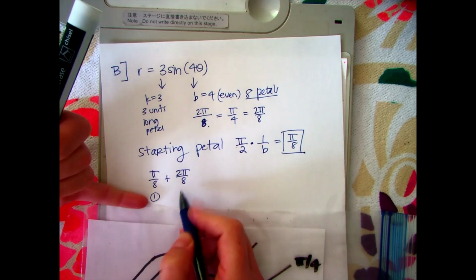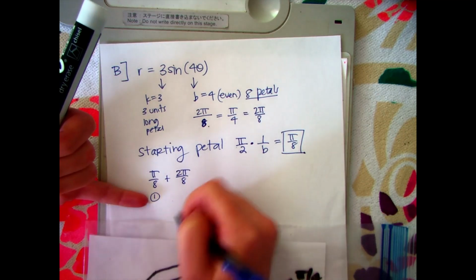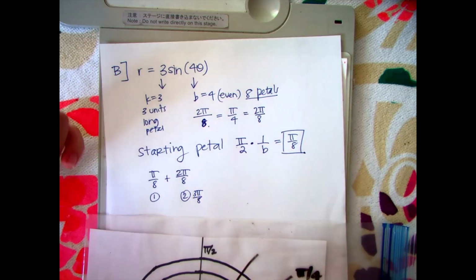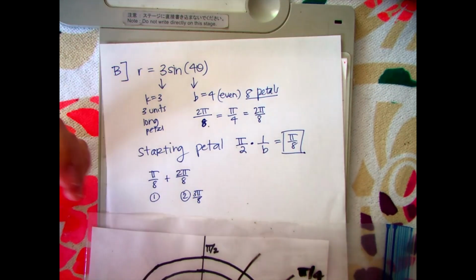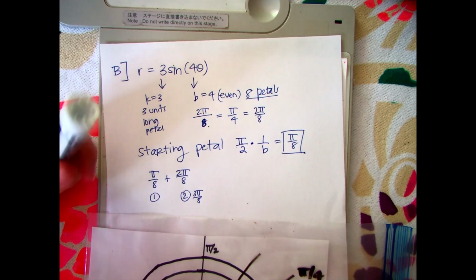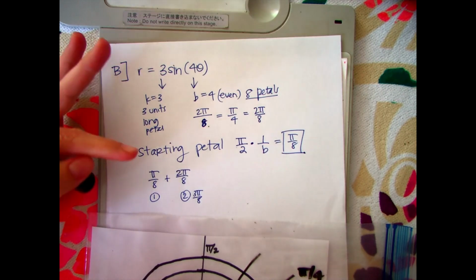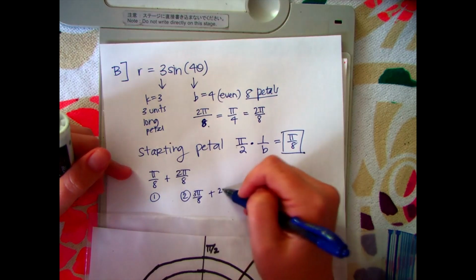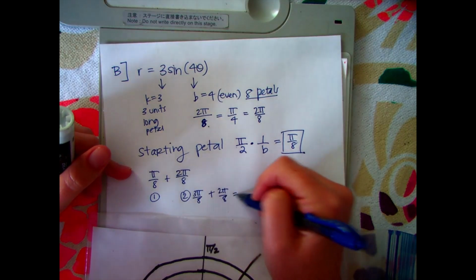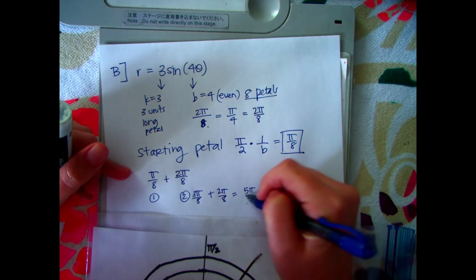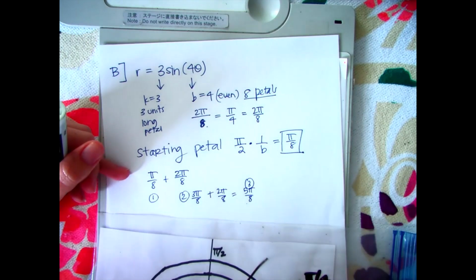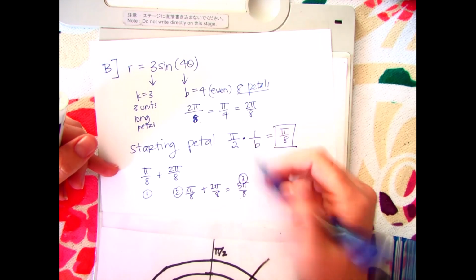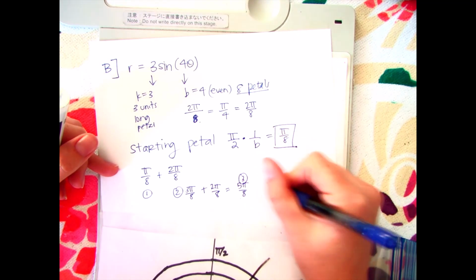So where's my next petal? Petal 2 is at 3 pi over 8. And if that was not making sense to you, you could always convert it to degrees if that was helpful. So then I take this 3 pi over 8 and I add another 2 pi over 8. So my third petal is at 5 pi over 8. And then my next petal, I'm adding another, so it's 7 pi over 8.